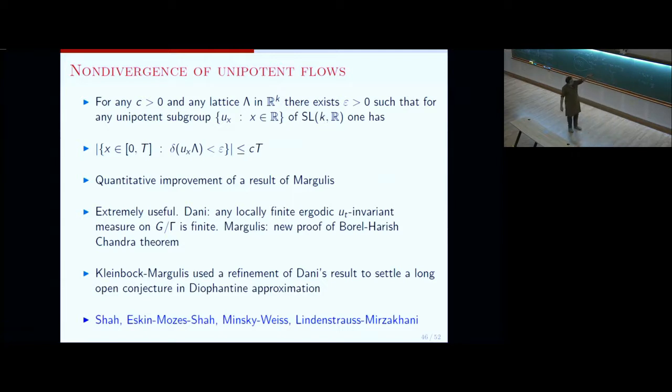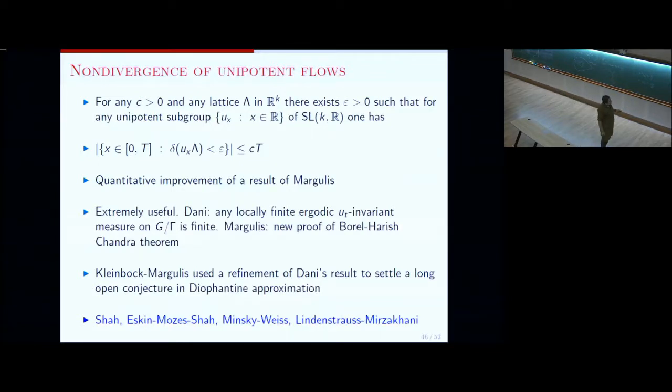Estimates such as these were used, recast for more general polynomial maps by Shah, Eskin, Mozes, Shah, and others. And they form a very basic part of the literature in homogeneous dynamics. It's a very standard tool.